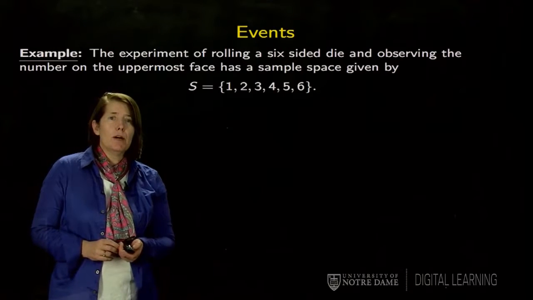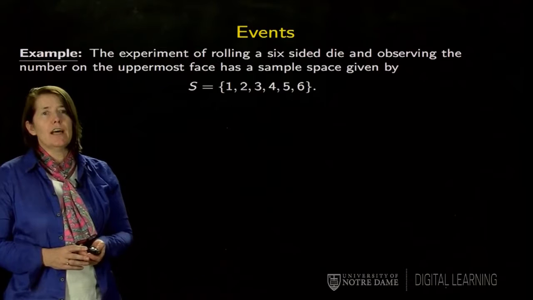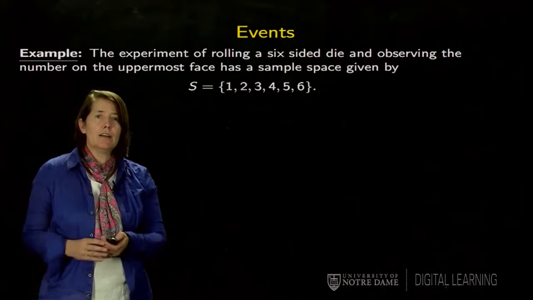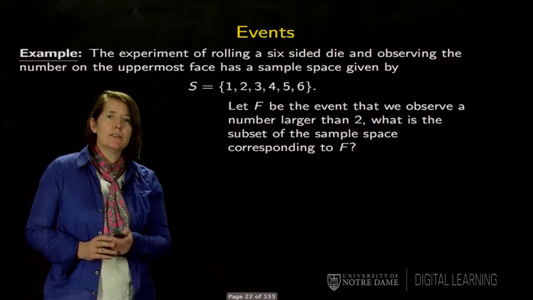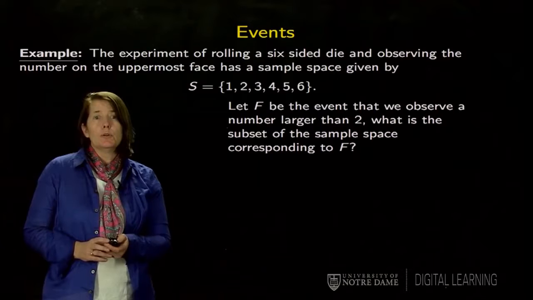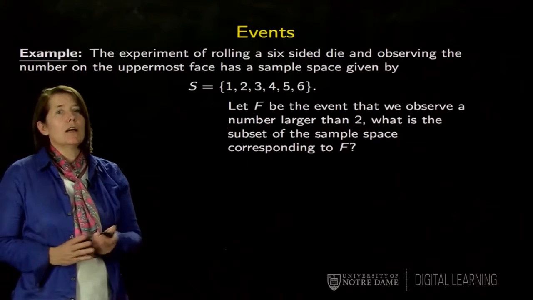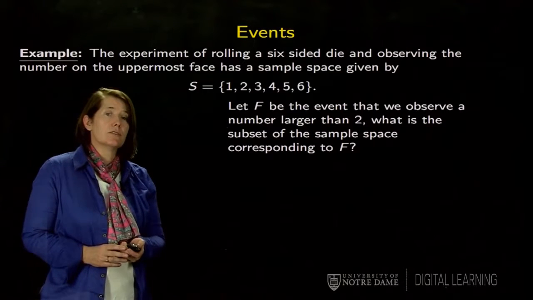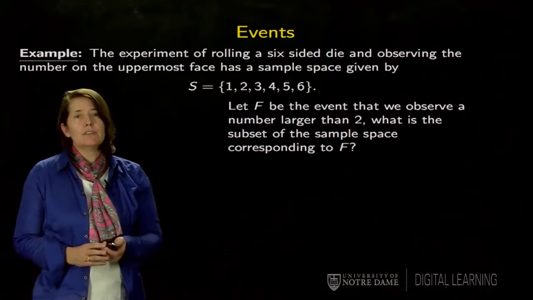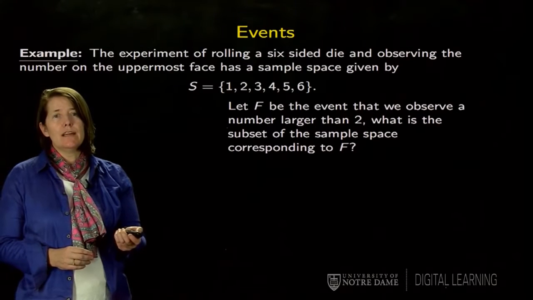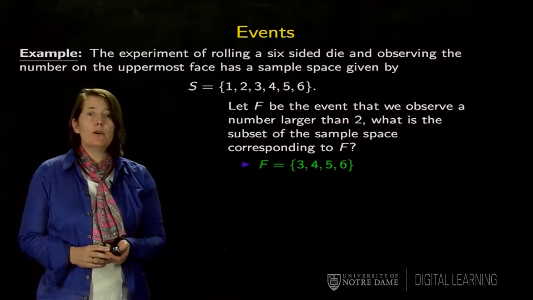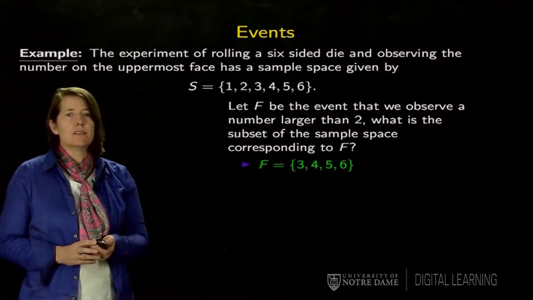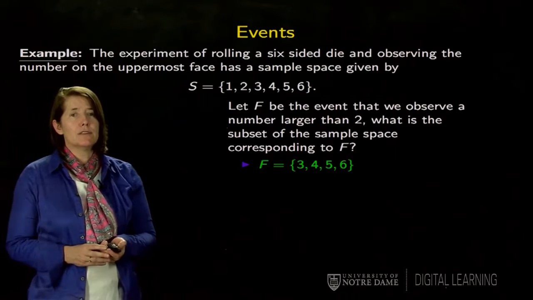Here's an example. Suppose I roll a six-sided fair die and observe the number on the uppermost face. I've written the entire sample space here. And let's consider the event F, which is the event that we observe a number larger than 2. Which subset of the sample space does this correspond to? Well, I have to list all outcomes in the event. And we have 3, 4, 5, and 6 fit this verbal description. So therefore, F is that list, 3, 4, 5, and 6.